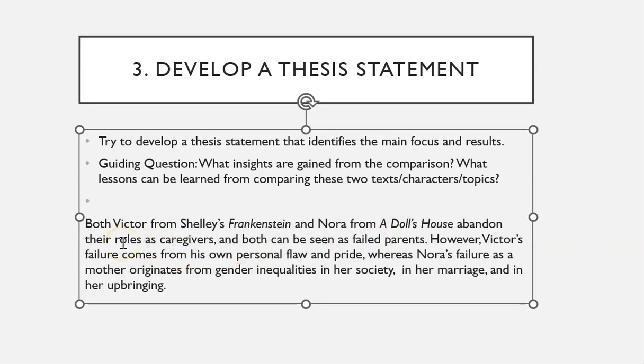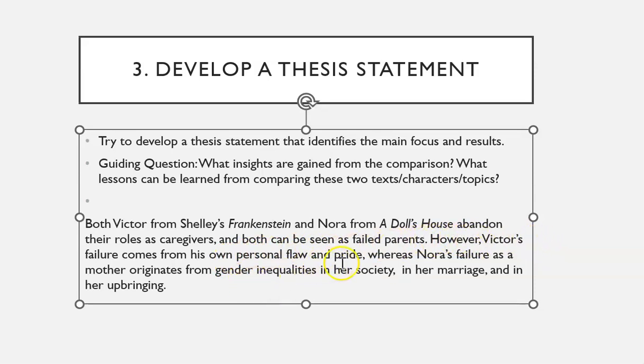So in this case, my main focus is going to be on abandonment in the two texts, and then how I perceive the differences between why those two characters abandoned their offspring. So my thesis statement is both Victor from Shelley's Frankenstein and Nora from Ibsen's A Doll's House abandoned their roles as caregivers, and both can be seen as failed parents.